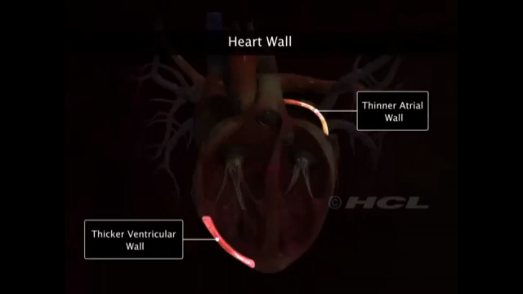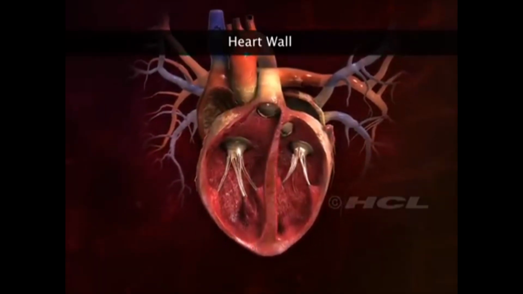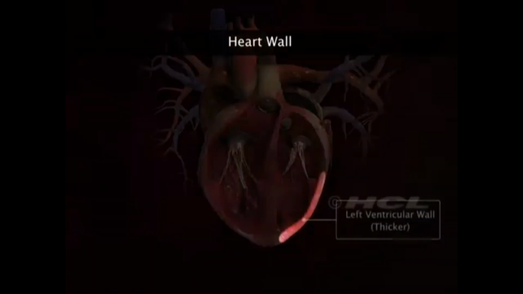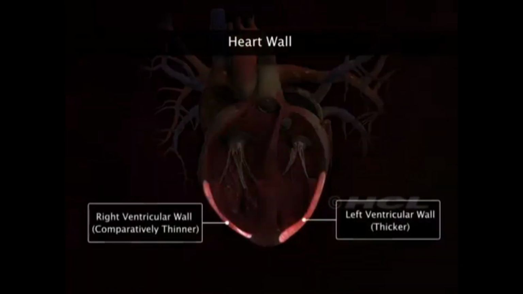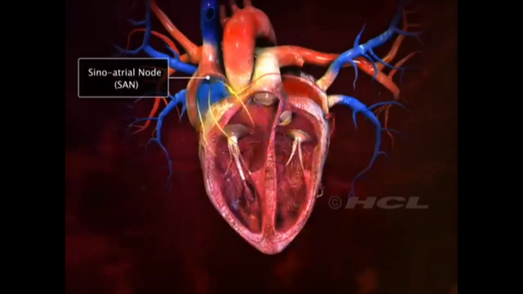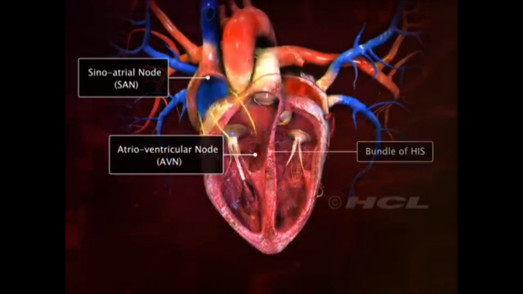Formula. Cardiac output equals heart rate times stroke volume. For example, if the heart rate is 70 beats per minute and stroke volume is 70 milliliters, the cardiac output would be 4,900 milliliters per minute or 4.9 liters per minute.